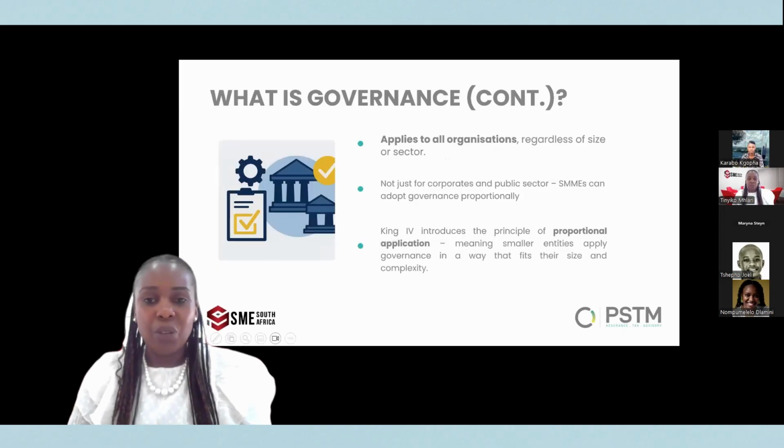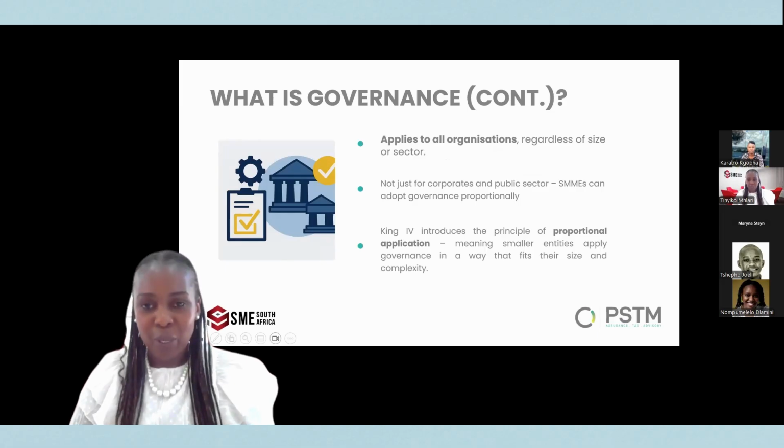When you look at governance overall, it doesn't only apply to large corporates and public sector and SOEs and so forth. I know the majority of us, when we think of governance, think it doesn't apply to me. I am a small entity. I do not need to have all of the systems in place. However, every single organization requires a system with which to make decisions so they can achieve goals.